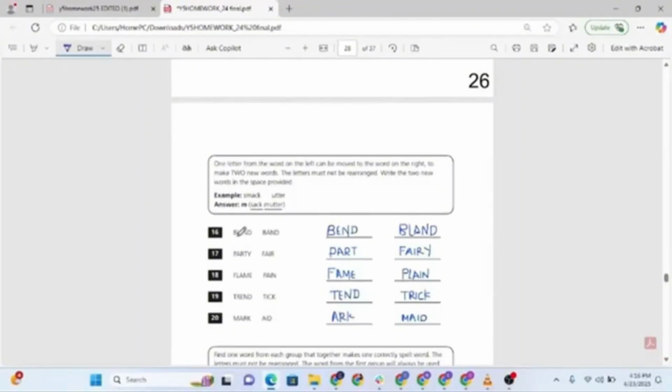Question 16. The correct answer is the letter L. This is because if we take the letter L from the word blend, we are left with the word bend. If we add the letter L to the word band, we make the word bland. Therefore, the two new words are bend and bland.